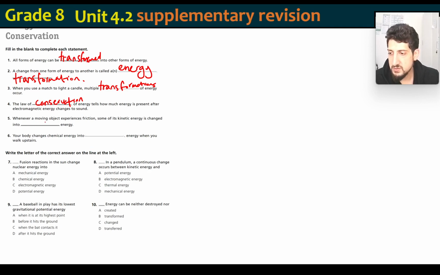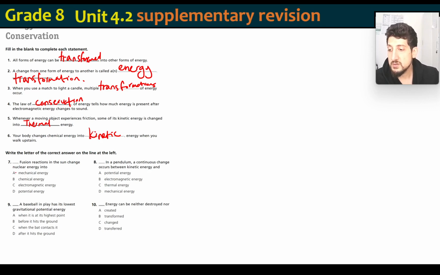Number 5 says whenever a moving object experiences friction, some of its kinetic energy is changed into heat or thermal. Anytime two objects are rubbing with each other, you experience thermal energy. And if you're finding this a little bit challenging, please go back and watch the video lesson on this chapter. Your body changes chemical energy into what energy when you walk up the stairs? Kinetic. As the body starts moving, it changes the chemical energy from the food or the fat stored in your body into kinetic energy, or moving energy.